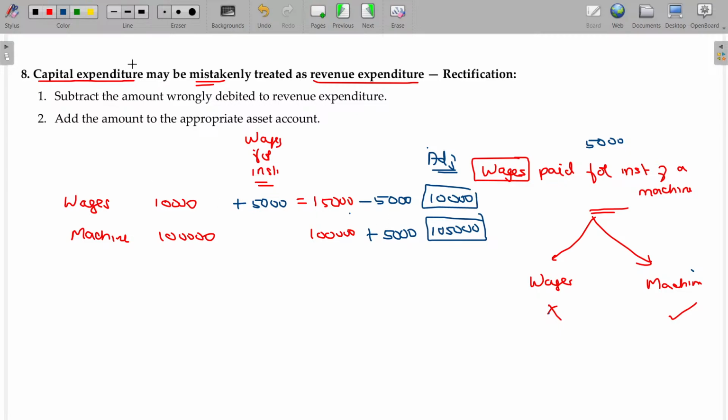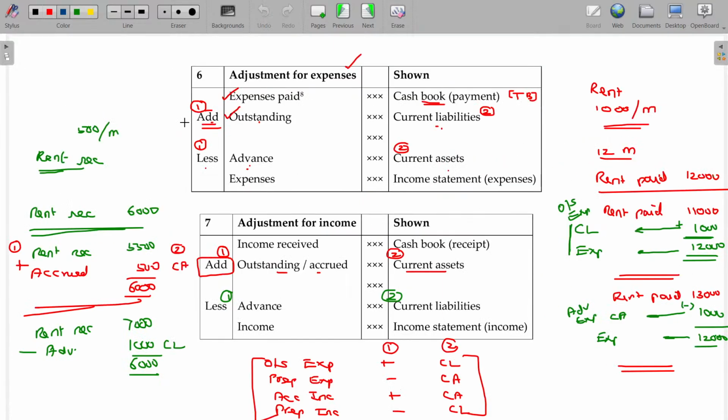So if there is any capital expenditure maybe mistakenly treated as revenue expenditure, then you have to undergo the rectification of this particular error. Subtract the amount wrongly debited to revenue expenditure and add the amount to the appropriate asset account. Sometimes the expenses, revenue expenditure may be considered as capital expenditure. That is also wrong. You have to adjust both the cases. Clear? How do you do the adjustment?